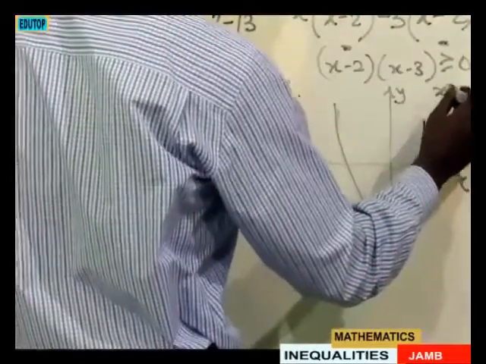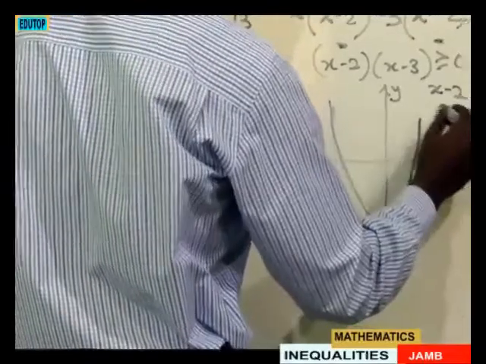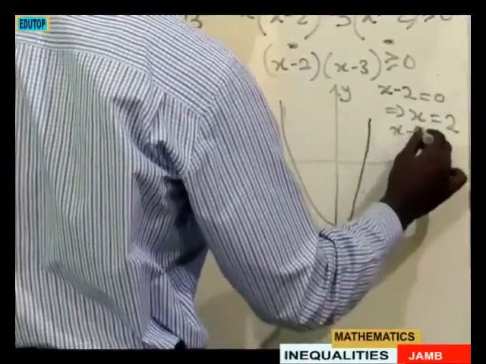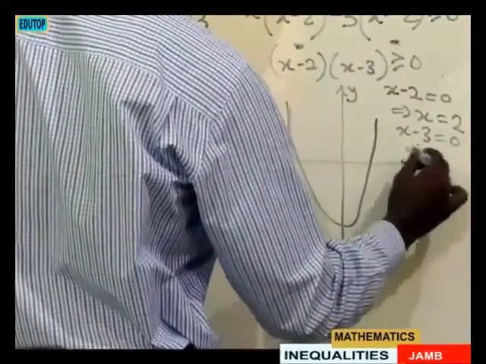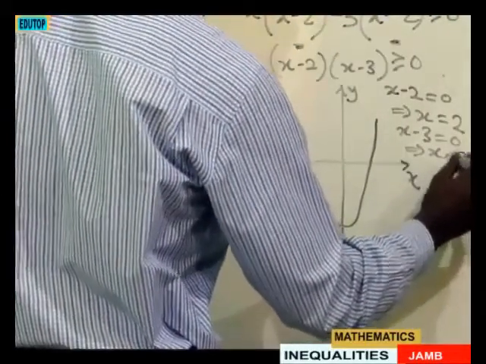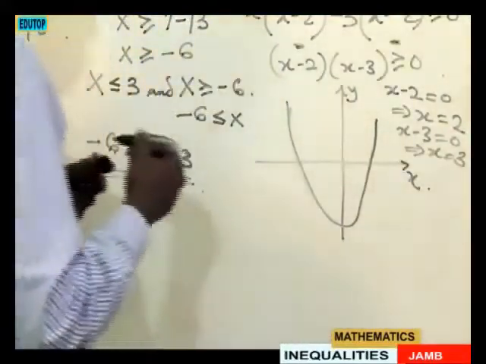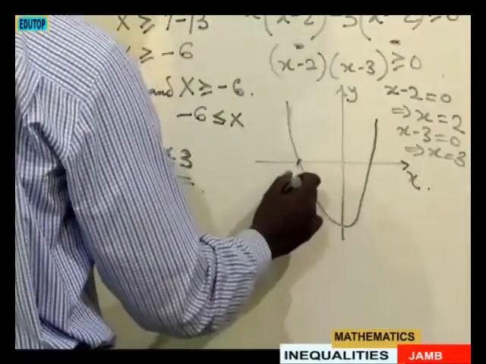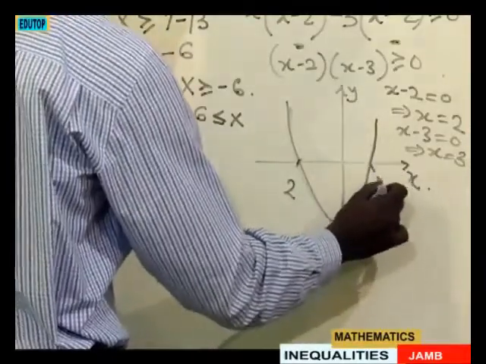So we have x minus 2 equals 0, which implies that x equals what? 2. We have x minus 3 equals 0, which implies that x equals what? 3. 2 and 3, which one is greater? 3 is greater than 2. That means 2 will come first. So 2 will be at this point, then the 3 will be at this point.